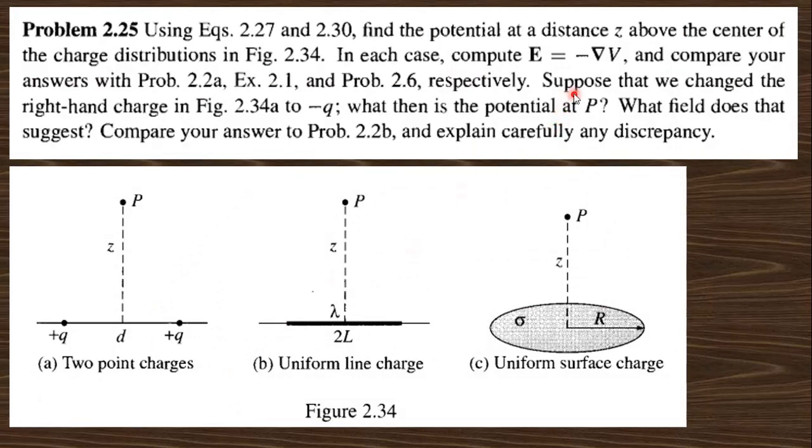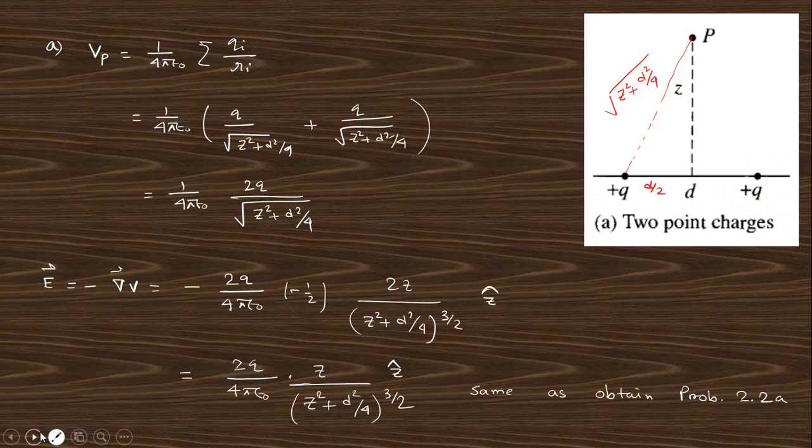The question says, up to that part we have covered. Suppose we change the right-hand point charge of figure A to minus Q, that is, the right-hand point charge plus Q changes into minus Q. Then what will be the potential? You need to find the potential at point P. What field does that suggest? From the potential you need to find the field, and compute and compare with your answer of problem 2.2b, and explain carefully. So go to the figure.